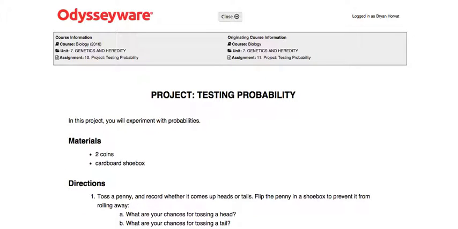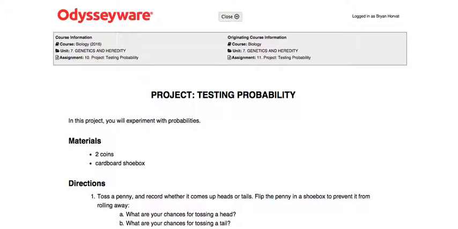In the project, you're going to be looking at experimental probabilities, and you don't really need a lot. It says two coins in a cardboard shoebox, but the shoebox is even optional. You don't even need that. Really, all you need is two coins, and it doesn't matter what they are: pennies, nickels, dimes, quarters, whatever.